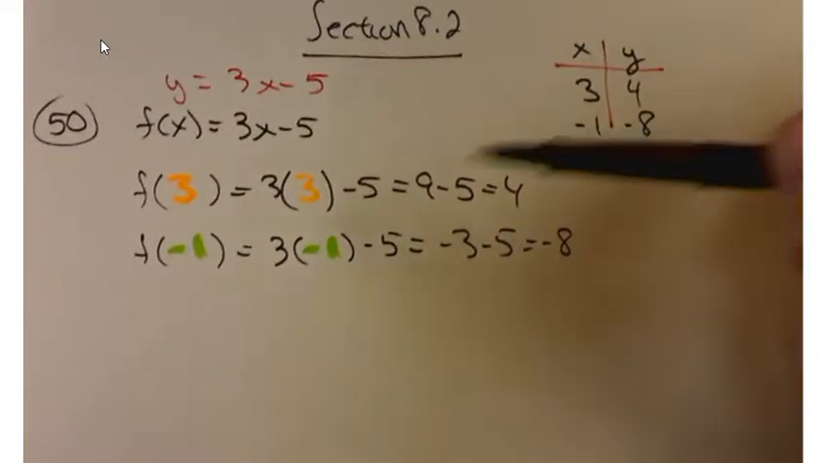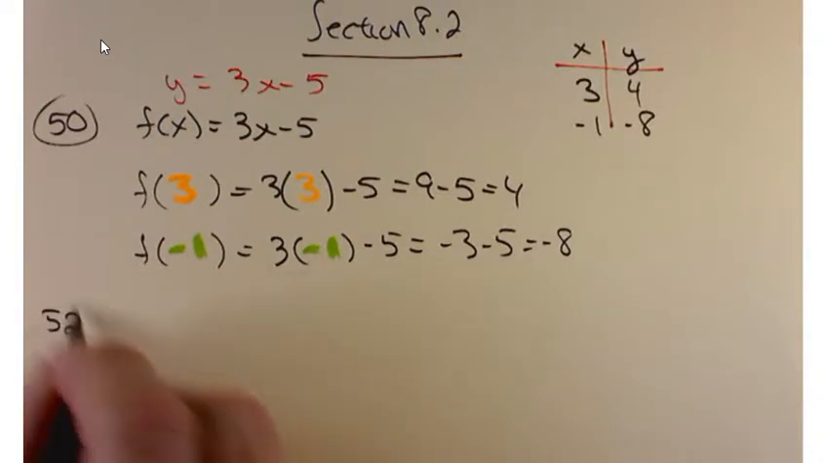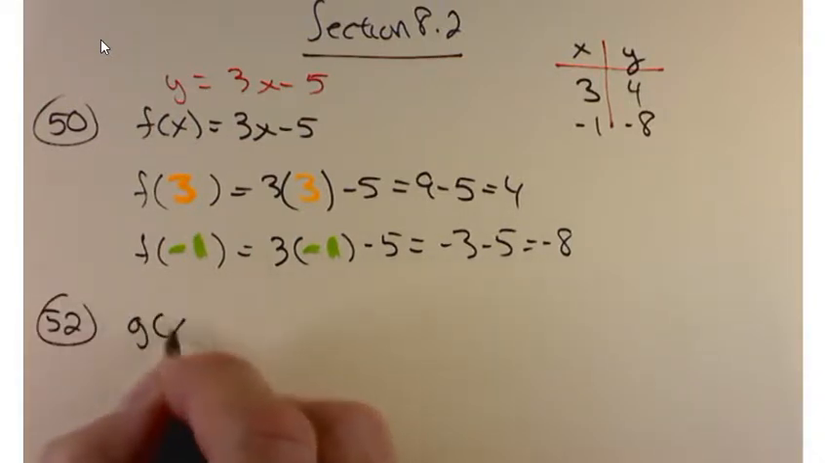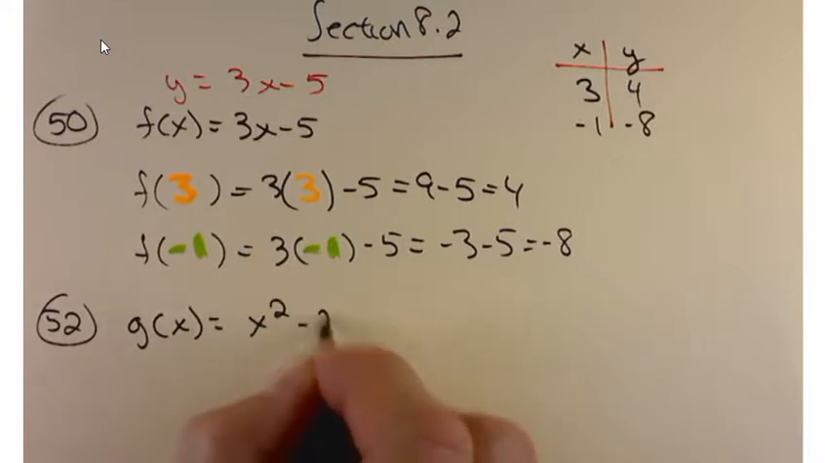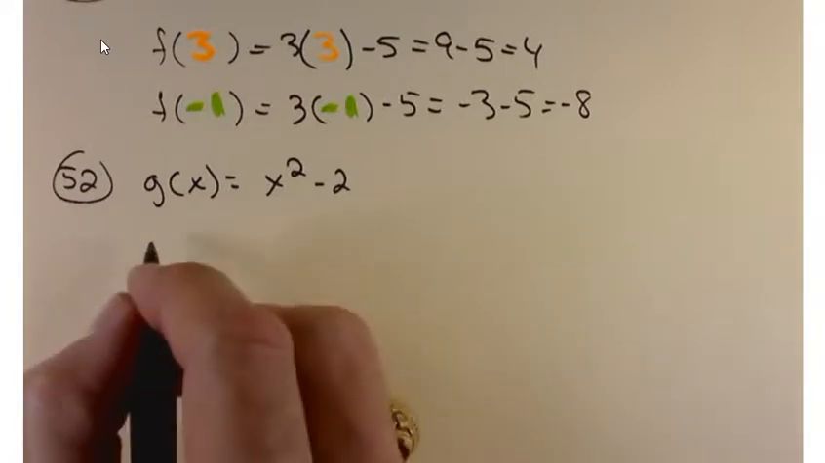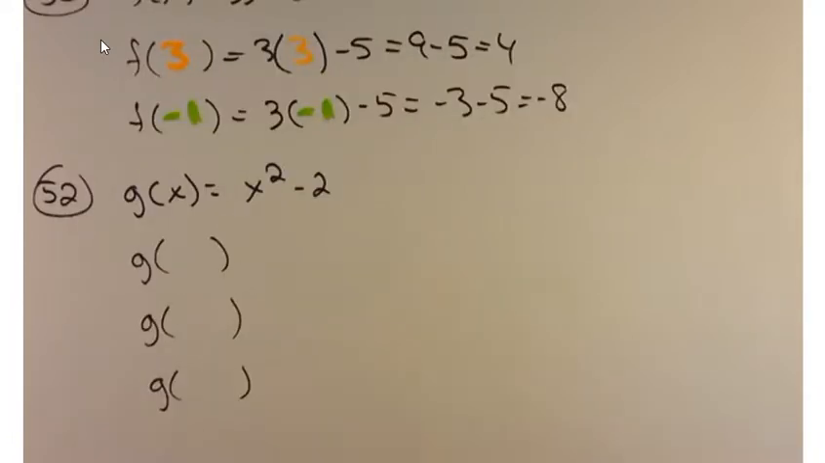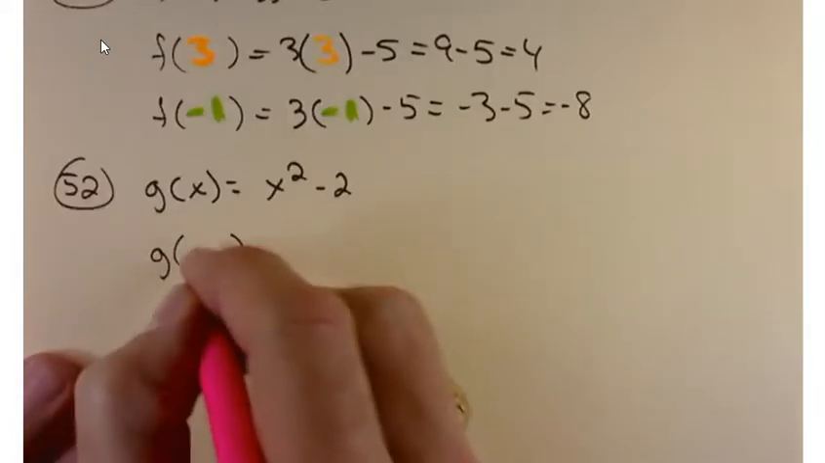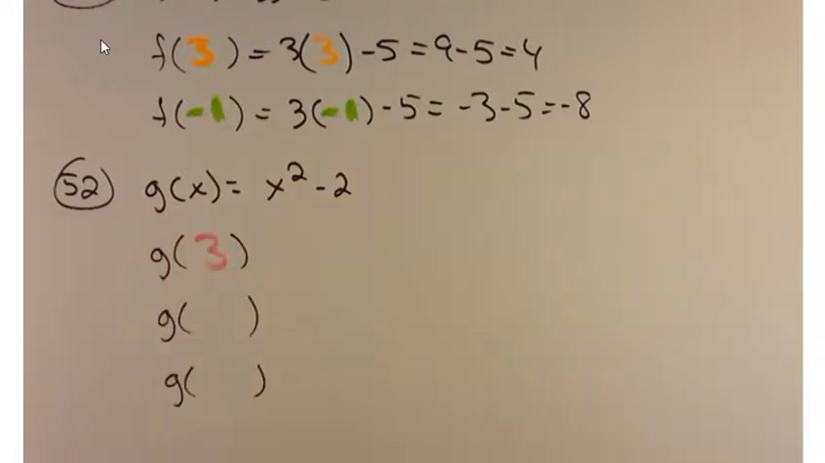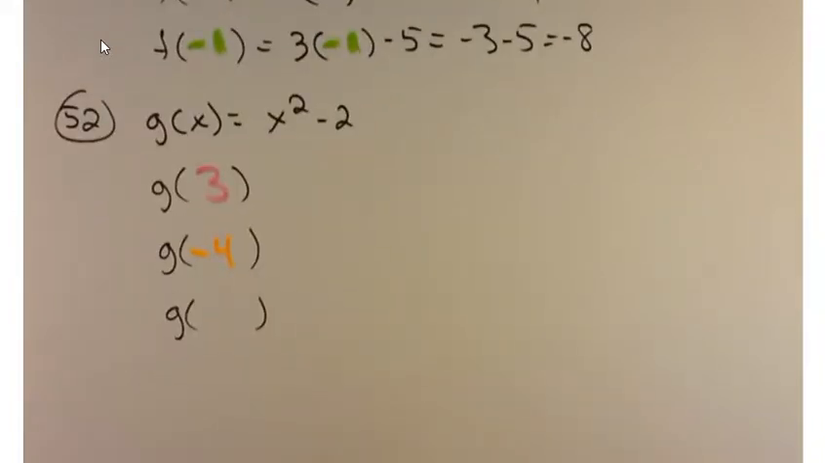Now you don't have to always stick with just f for the name of your function or x for your variable. Let's mix things up a little bit with problem number 52. G of x is x squared minus 2. And we'll do a couple problems and then even maybe a bonus problem. So for starters, let's try and find g of 3. And then g of negative 4. And finally, g of negative 6.